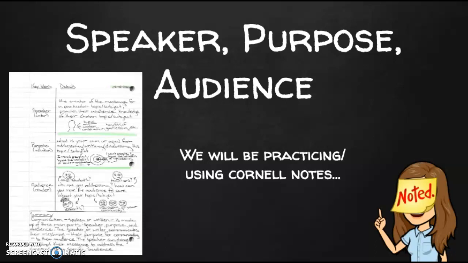You'll want to divide your paper into 3 sections: a small column to the left for key ideas, a larger column to the right for details related to those key ideas, and a decent row at the bottom to summarize our learning.